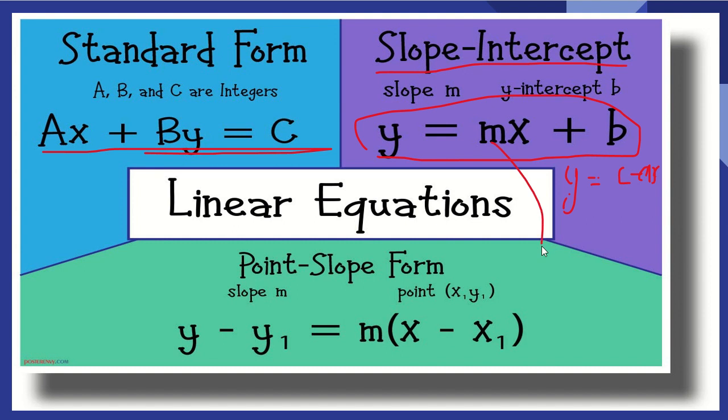Here m is nothing but the slope. Slope shows the steepness of your line, right? Next we have the point slope form. What is a point slope form? Whenever one point is given, how can I write the linear equation? y minus y1 equal to m into x minus x1. So these are the three different forms we have in the linear equation.